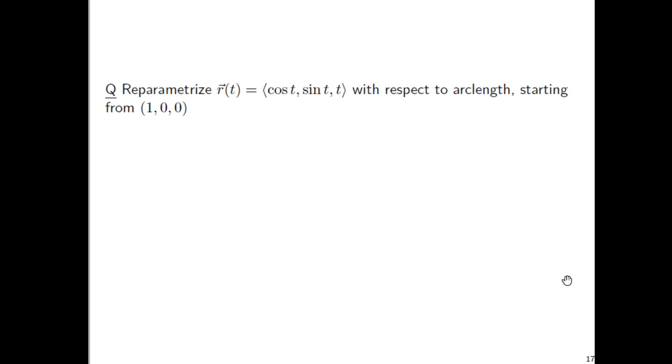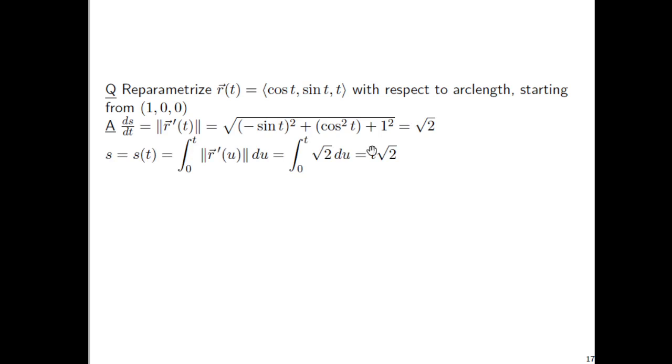So let's parametrize the vector function cosine of t, sine of t, t with respect to the arc length, starting at the point 1, 0, 0. Okay, so we compute ds over dt, which is computed as the magnitude of the velocity vector. In this case, you're going to end up getting root 2, and we compute the arc length function from this.